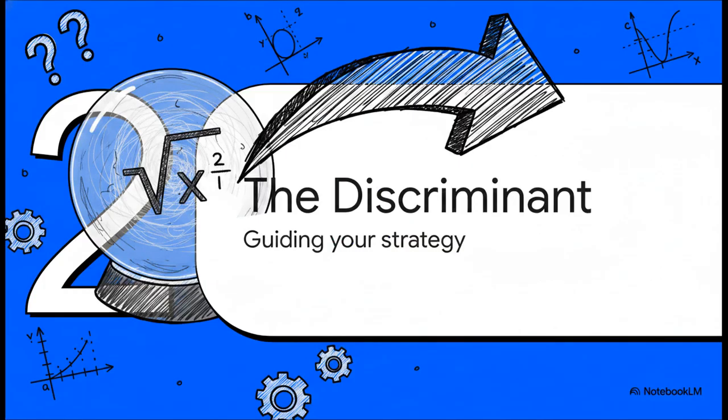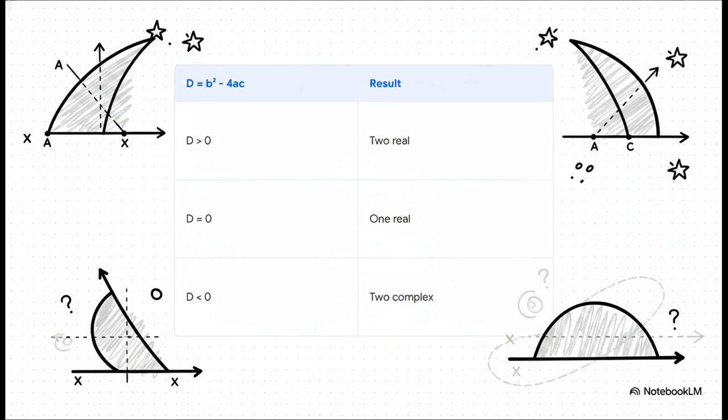Moving on to part 2, unlocking the discriminant, guiding your solving strategy. Now, what's really fascinating about this concept is that it acts almost like a crystal ball for your equation. It's that little piece of the quadratic formula hiding right under the square root symbol, b squared minus 4ac. Calculating this discriminant first is a massive time saver because it tells you exactly how many and what type of solutions to expect. If it's a positive number, you've got 2 real solutions. If it hits exactly 0, the parabola just perfectly kisses the x-axis, giving you 1 real solution, a double root.